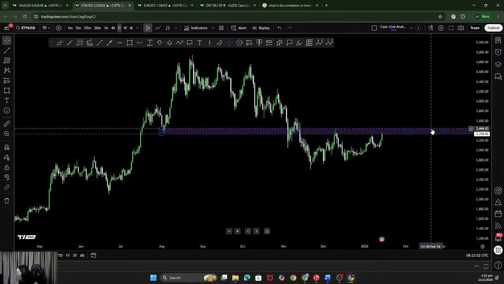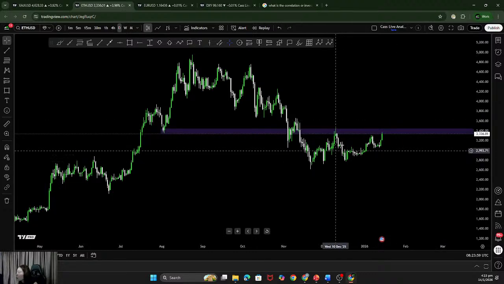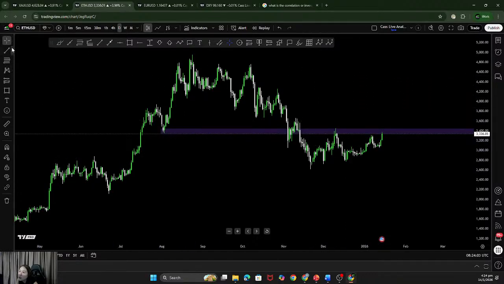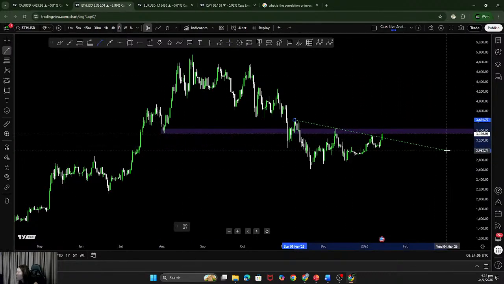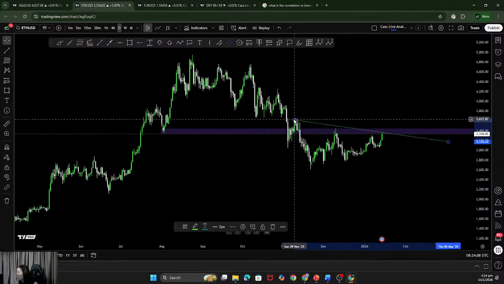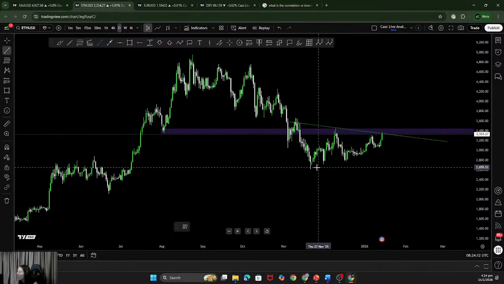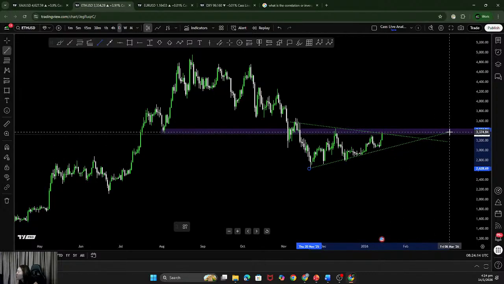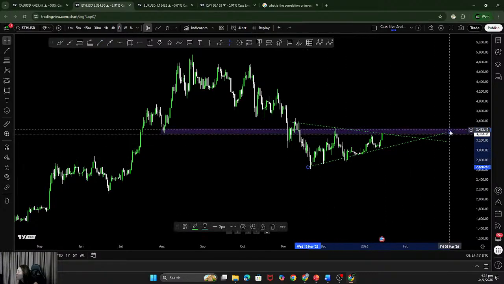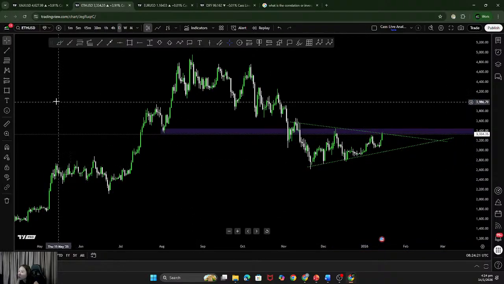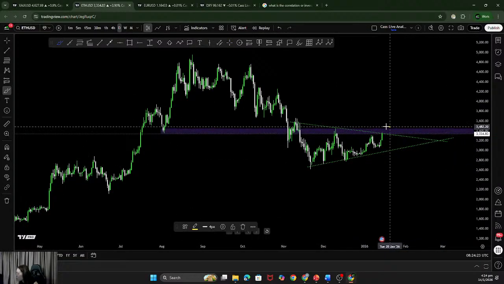So if Ethereum can break the 3450 zone, it is most likely going to go higher. Otherwise, we are still in a downtrend, honestly. It's not really complete yet. See, it's kind of moving in a triangle almost. It is still moving in a triangle. Okay, so it needs to break out right now.